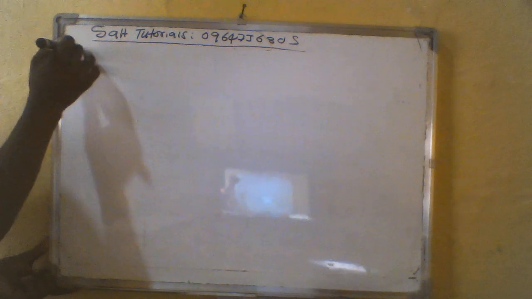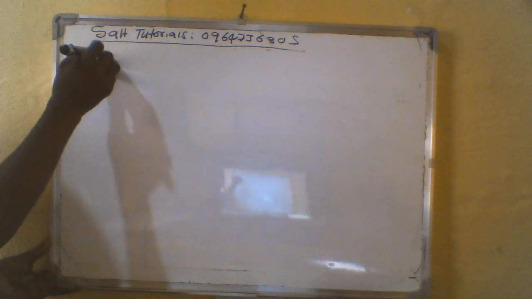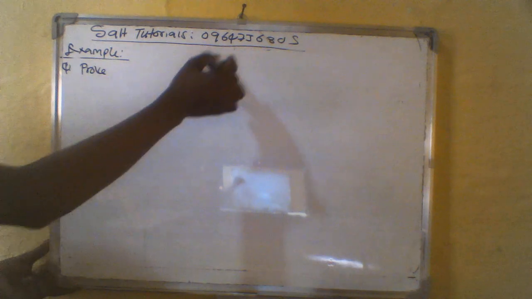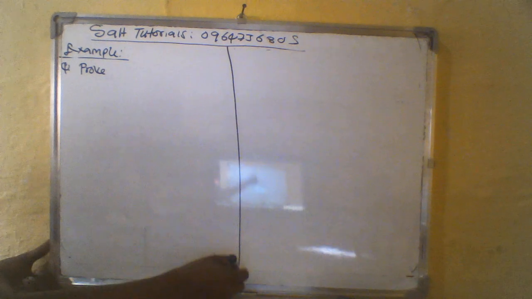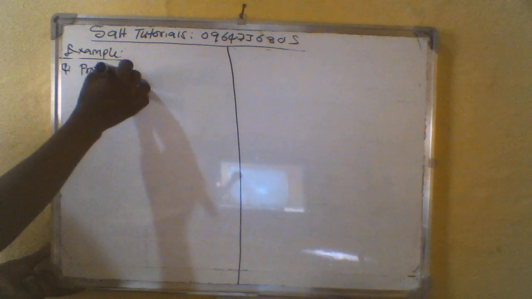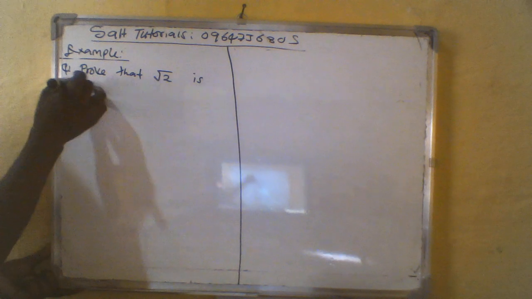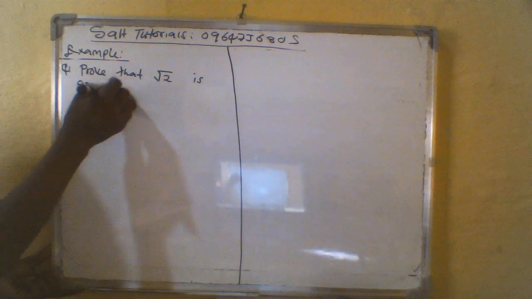So the first simple question we are going to start with is basically solving or proving that. So we'll look at the example there which says prove. Let me just demarcate my board barely as usual. So prove that root 2 is an irrational number.